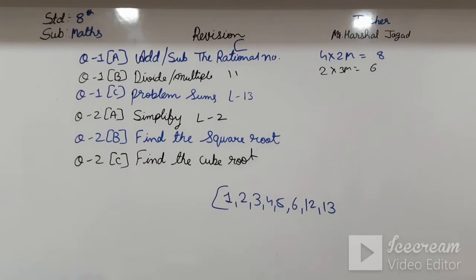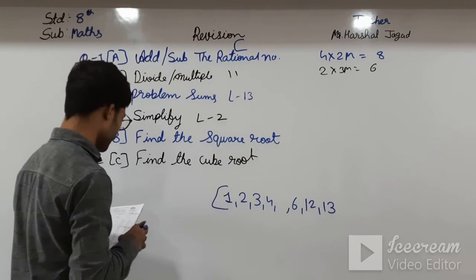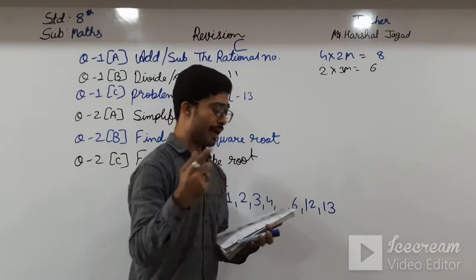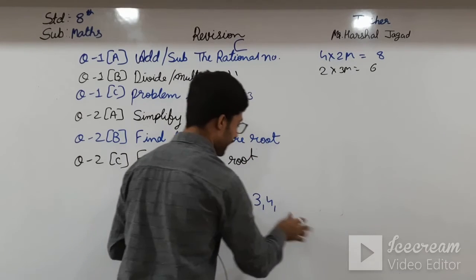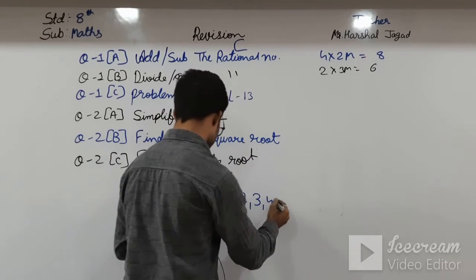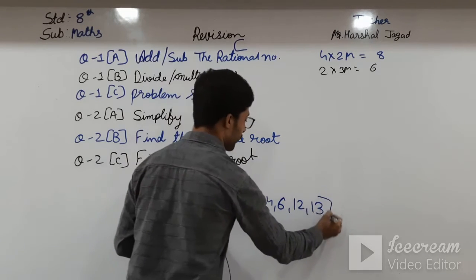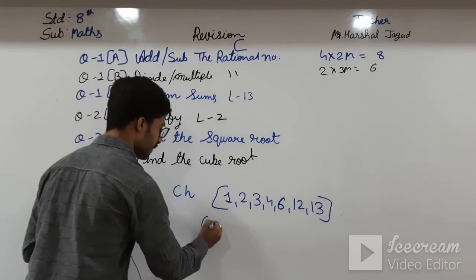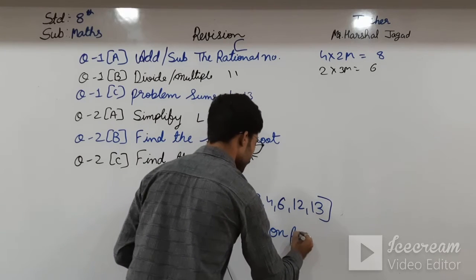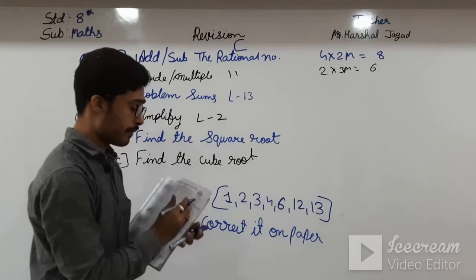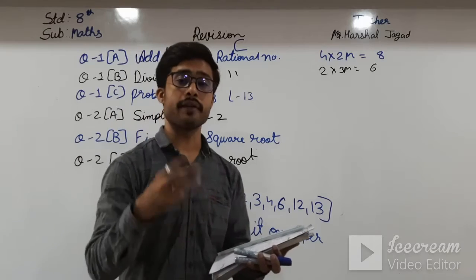Chapter number 5 is not to be asked, only these chapters. Okay students, in the place of 3, by mistake 5 is written, so you just correct it. See here: 1, 2, 3, 4, then comes 6, 12, 13. See here on the paper, just please correct it. Cut off chapter 5 and add 3rd.